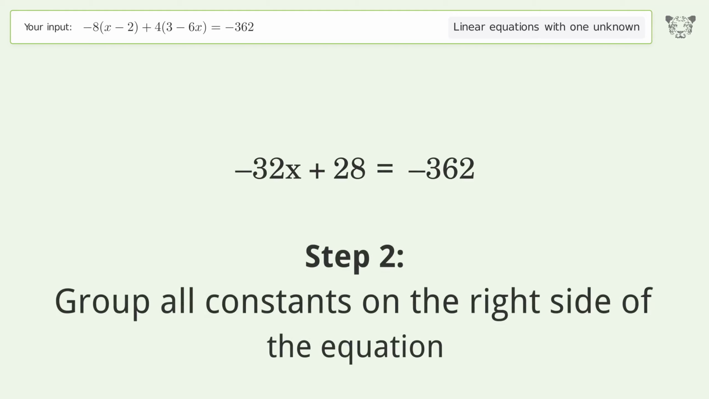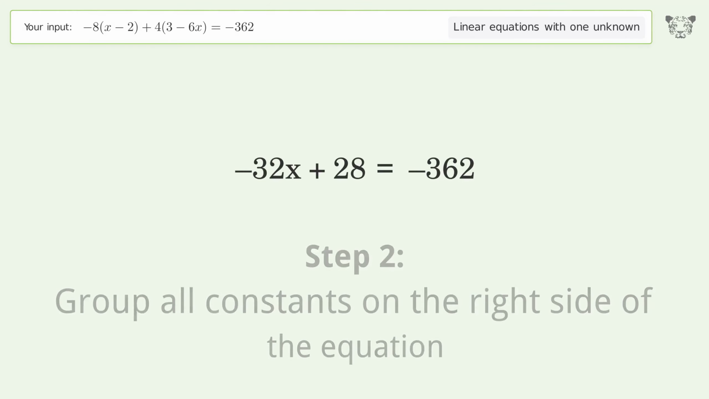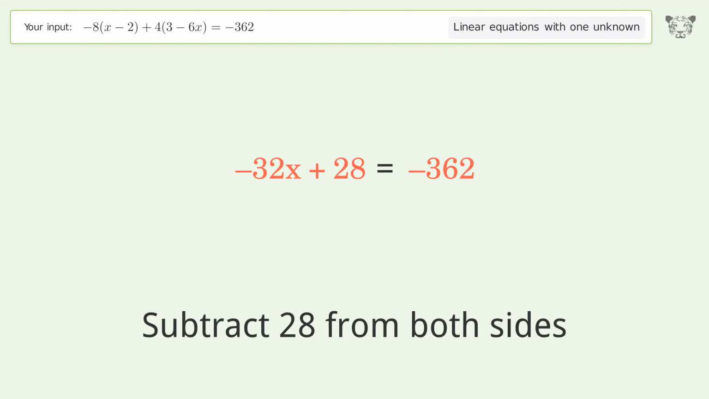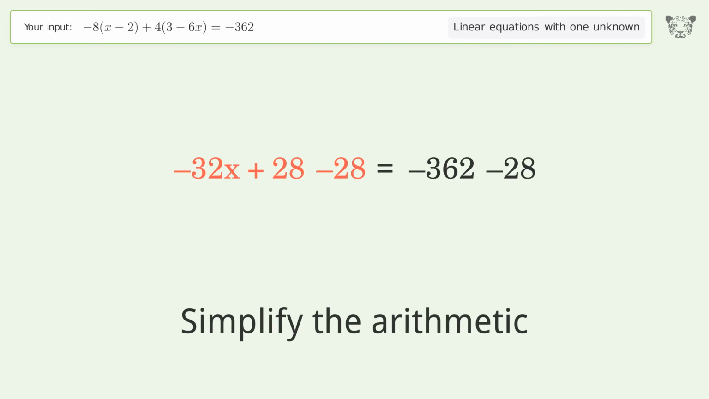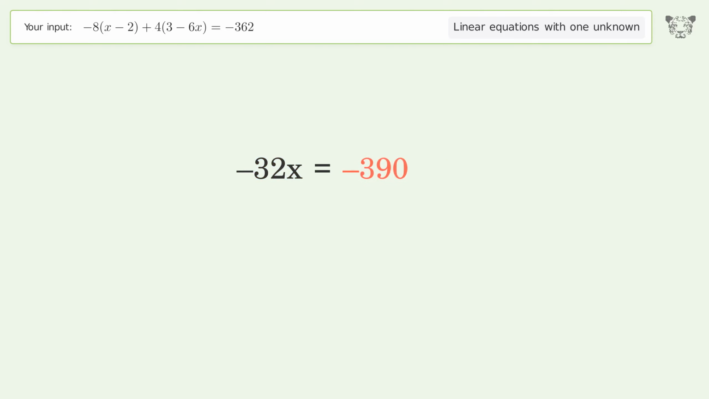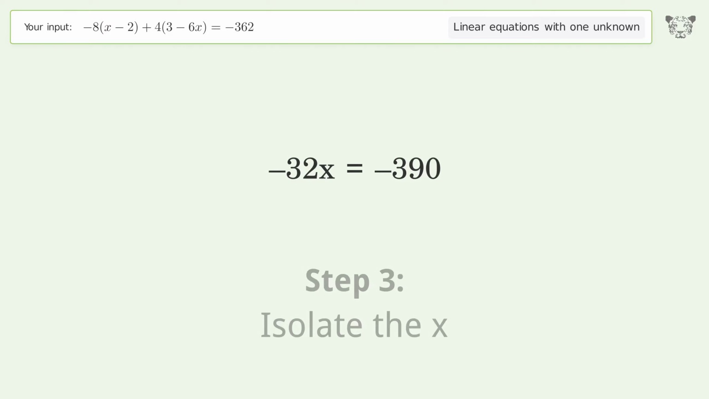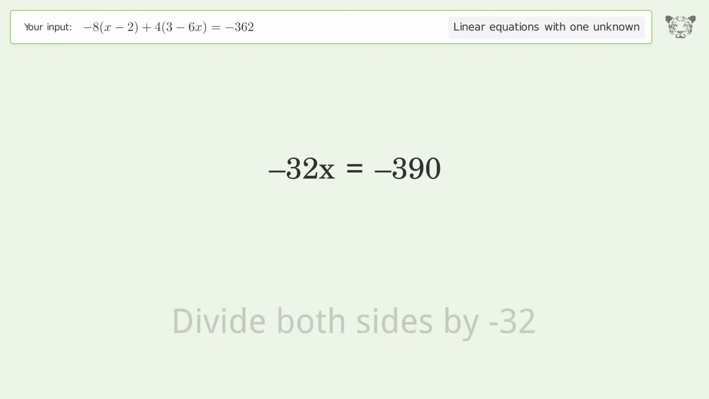Group all constants on the right side of the equation. Subtract 28 from both sides. Simplify the arithmetic. Isolate the x. Divide both sides by -32.